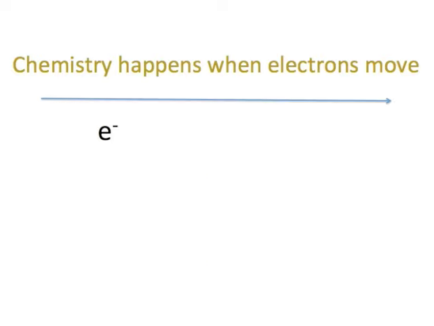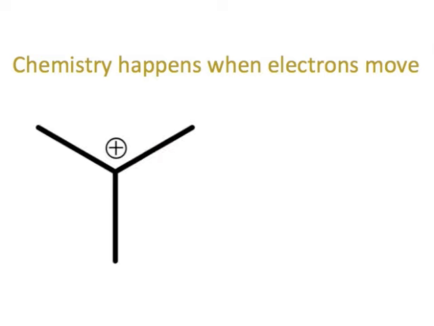Chemistry happens when electrons move. Electrons are what make reactions happen. There may be a deficiency of electrons, and you have a positive charge. Extra electrons yield a negative charge. An unequal distribution of electrons between two atoms makes the bond polar.